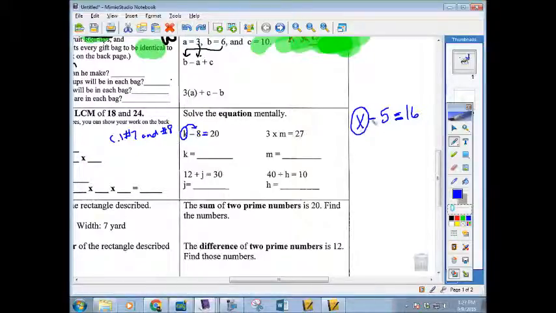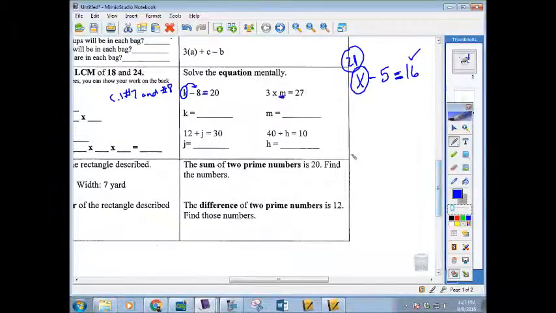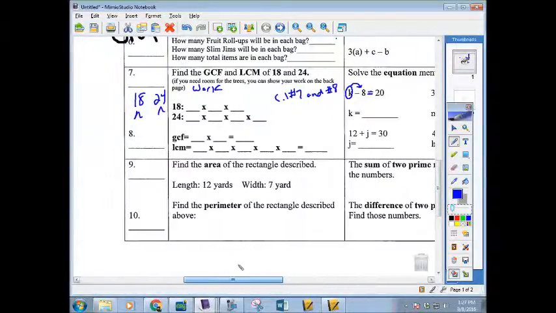I'm taking 5 from something, so it's going to be bigger than 16, and it's going to be 5 bigger. I did that mentally, and then I checked it. 21 minus 5 would give me 16. So there's your answer. Here, same thing. You're just asking yourself, 3 times what would give me 27? 12 plus what would give me 30? 40 divided by what would give me 10? Those are just mental right now. We're going to learn how to do them later this year, but for now they're just done mentally.